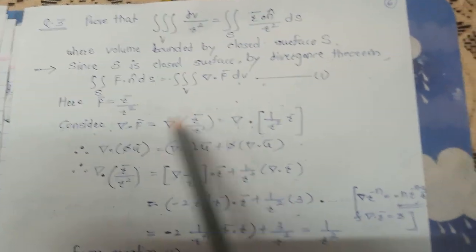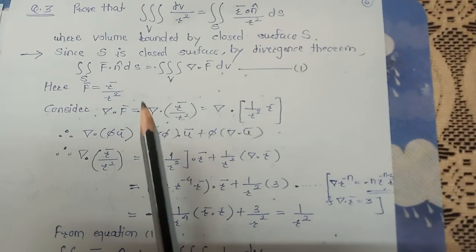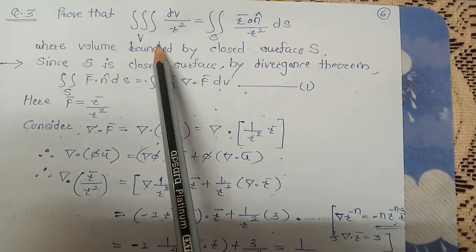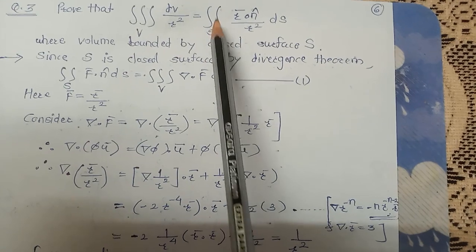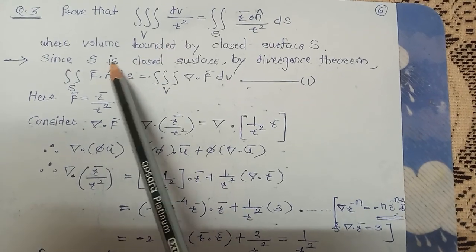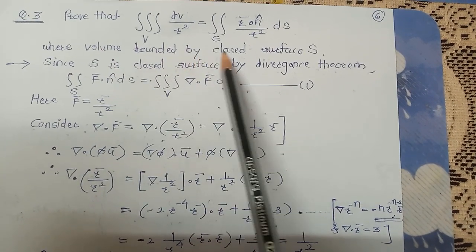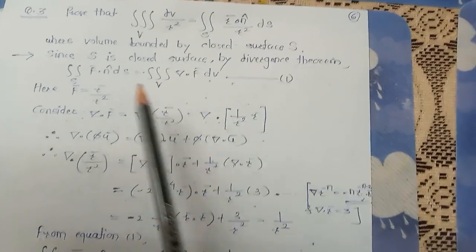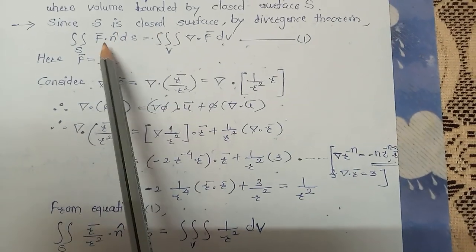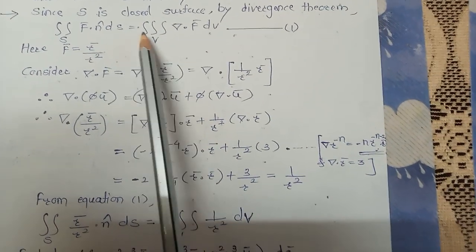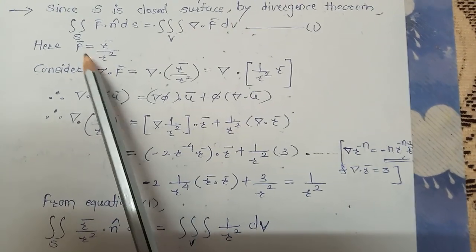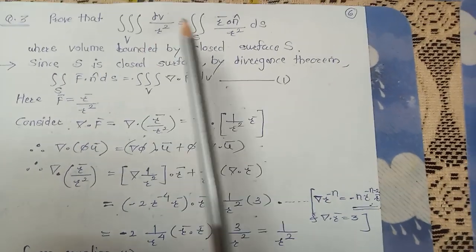Now the third type is the examples which include vector identities. Consider the third example: prove that triple integration dV upon r square is double integration over S of r bar dot n cap upon r square dS, where V is the volume bounded by closed surface S. Since S is a closed surface, by divergence theorem we can say double integration F bar dot n cap dS is equal to triple integration del dot F bar dV. Now consider F bar is r bar upon r square.